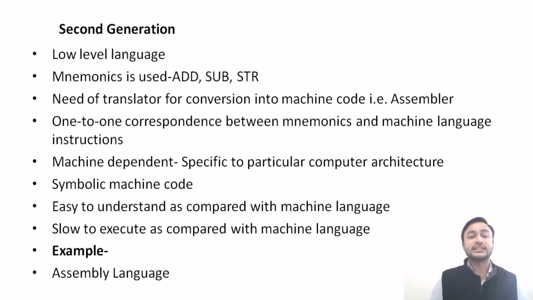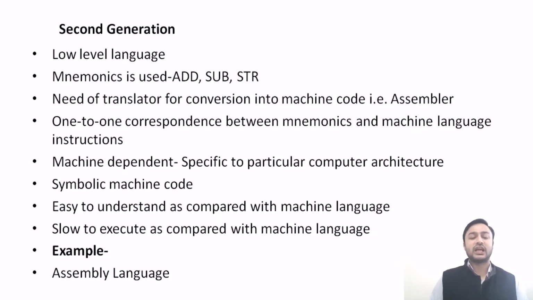Then the second generation language is also machine dependent, which means that it will run on a specific computer architecture. It will not run on another computer architecture. For that, another assembly language will have to be created. This second generation language is also known as symbolic machine code.